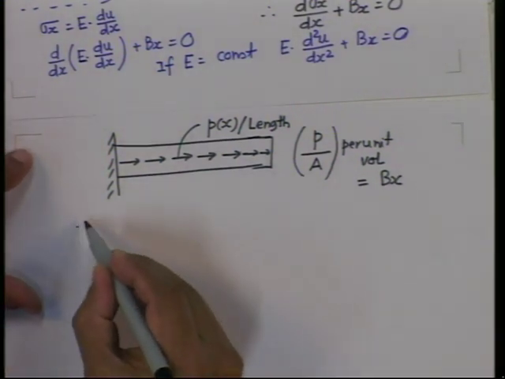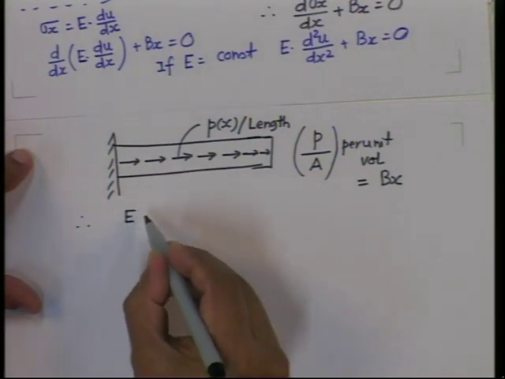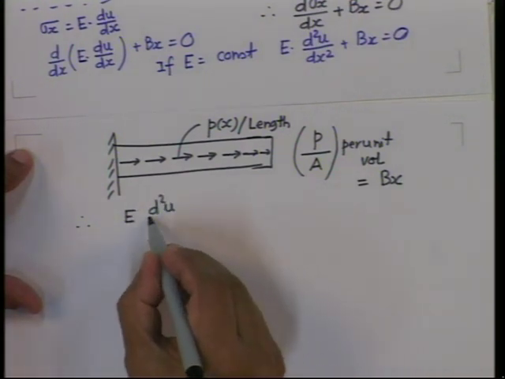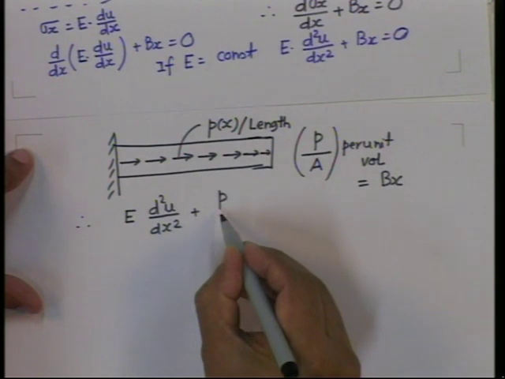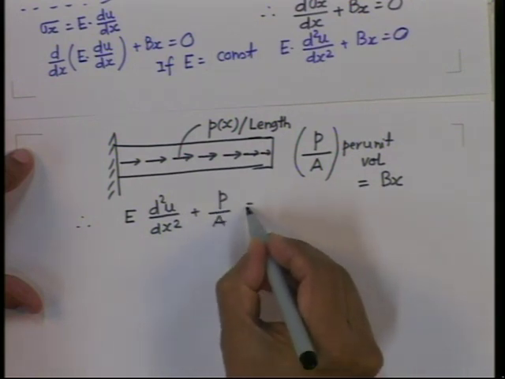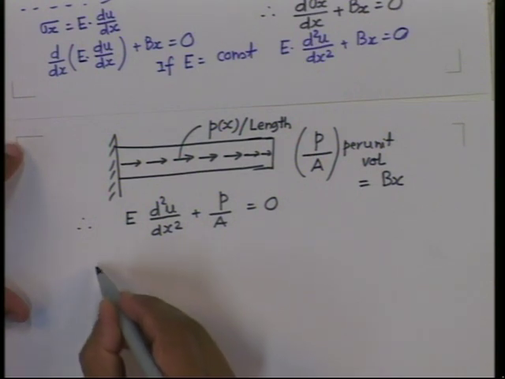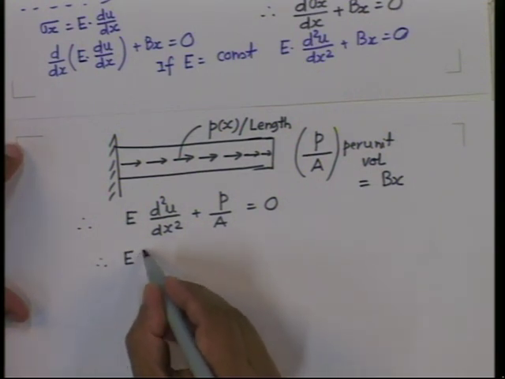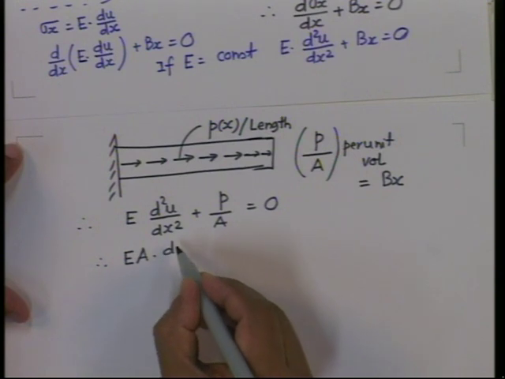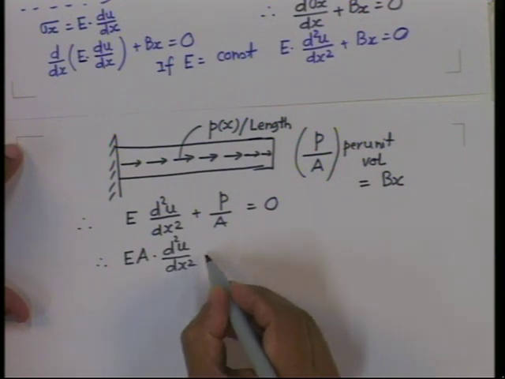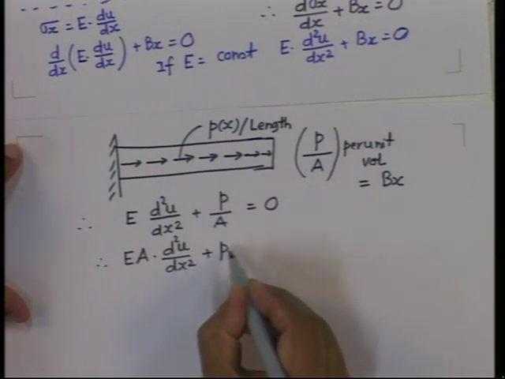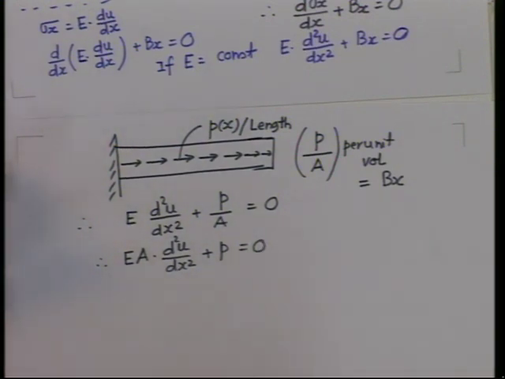Therefore, you get here E times d square u by dx square plus P over A equal to 0. Therefore, our equation comes out to be a well known equation, but not many people know these are not derived. I do not know any book that derives this. They give you directly the equation governing the behavior of a rod.